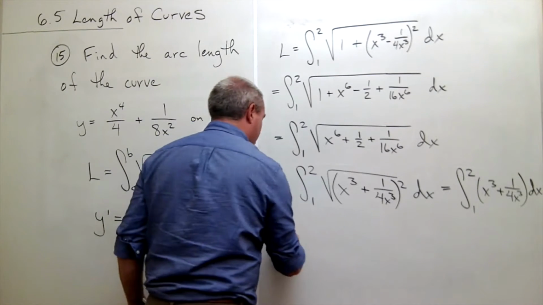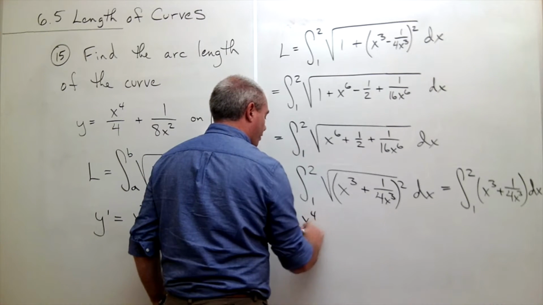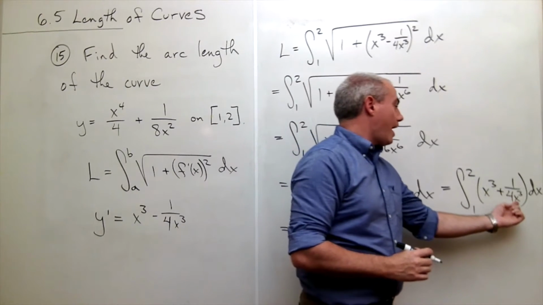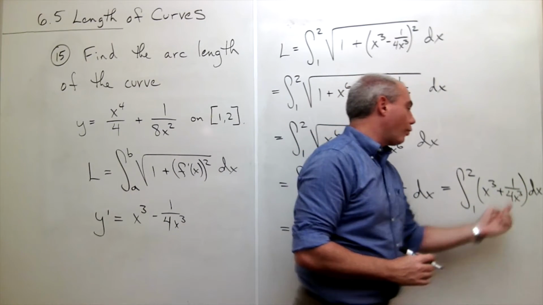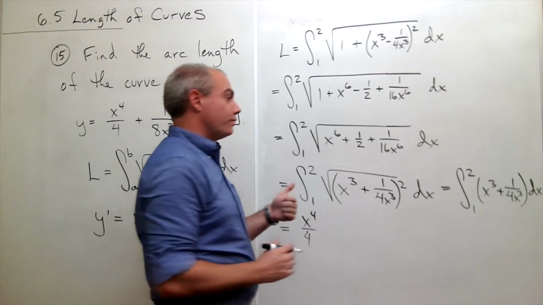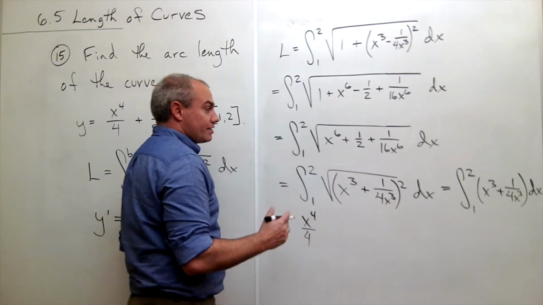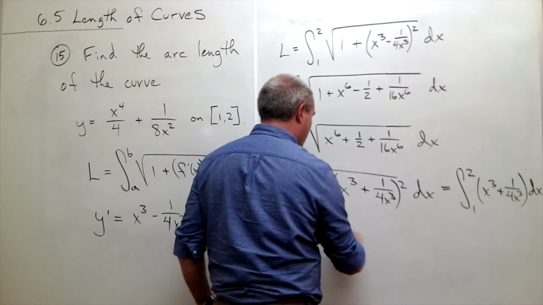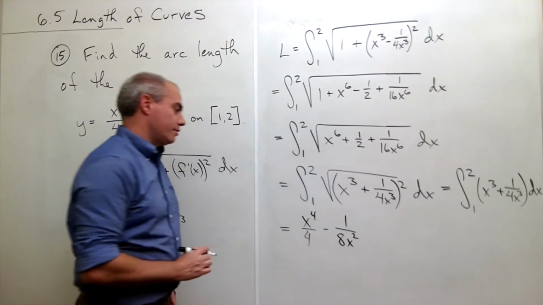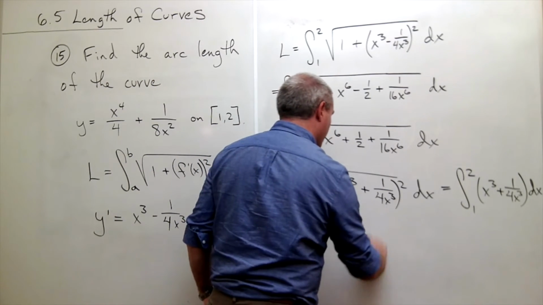Let's integrate it. The antiderivative of x cubed is x to the 4th over 4. The antiderivative of x to the negative 3 over 4: I bump up the power by 1, so I get x to the negative 2. And then I divide by the new power, negative 2, so I get minus 1 over 8x squared. And I want to evaluate that from 1 to 2.